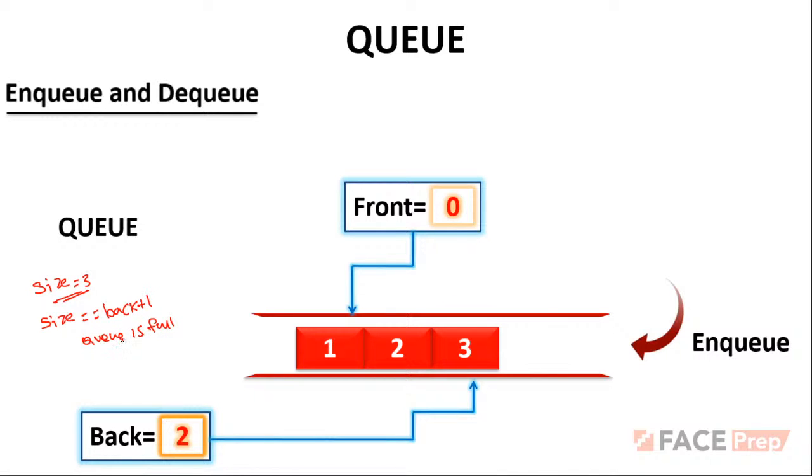Okay, guys, were you able to understand this? Other than this, we can give one more condition, that is nothing but size minus 1 equal to back. When size minus 1 is equal to back, we can say the queue is full.